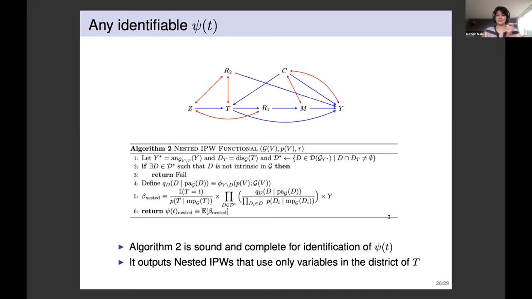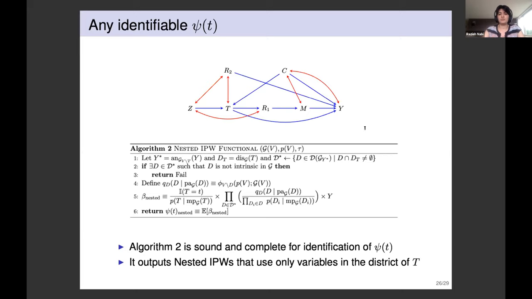Just the last example, what about situations where the treatment is not primal fixable? So here, the district of the treatment is T, R2, Z, and R1, because they are all bidirectionally connected. And R1 is also a child of the treatment. So then the intersection is going to contain R1, and therefore the treatment is not going to be primal fixable here. But if we use the ID algorithms from the works that I showed, we can be certain that the effect is indeed identified in this graph.